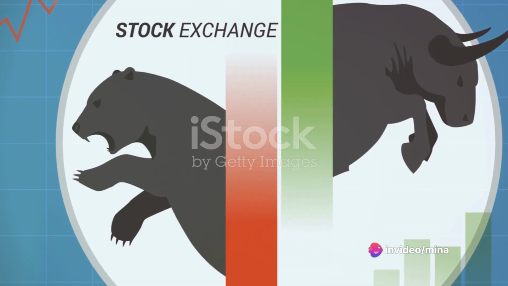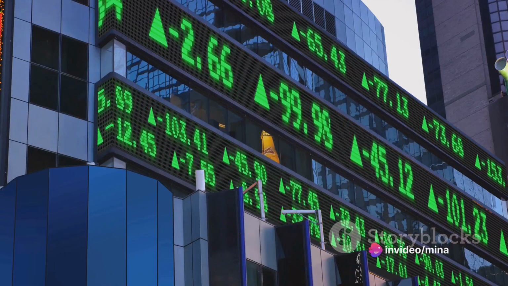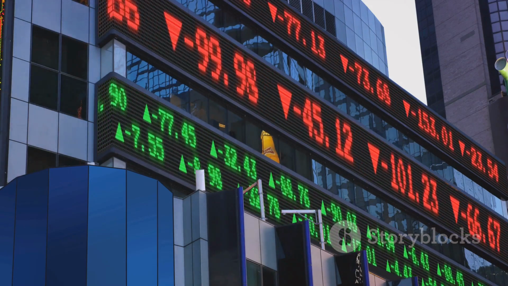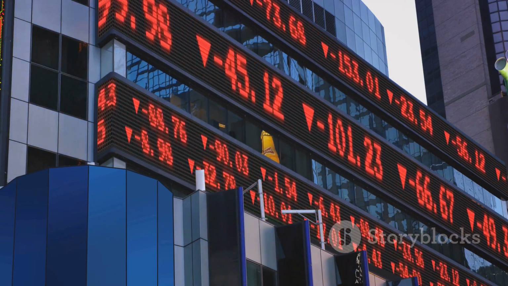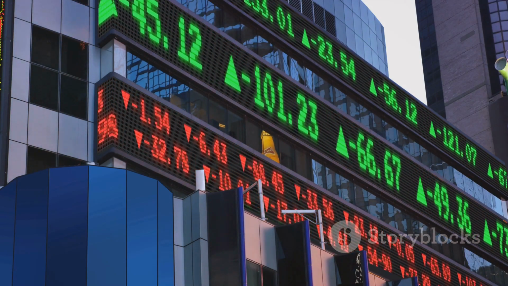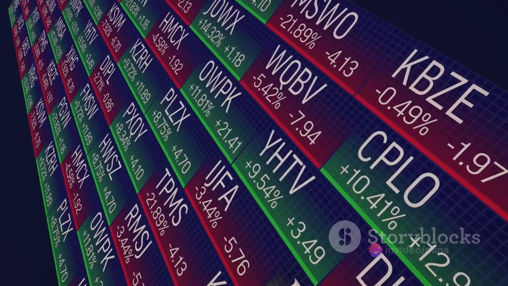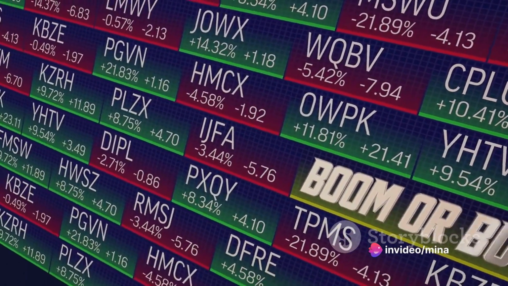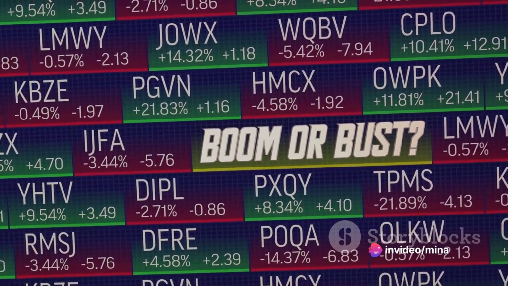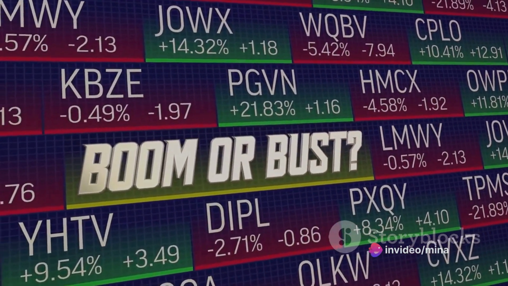Let's start with stocks. In a booming economy, businesses tend to flourish. This growth can lead to increased profits, which can boost stock prices, and hence, stock investments generally perform well. However, during a recession, businesses may struggle, leading to falling profits and thereby declining stock prices.